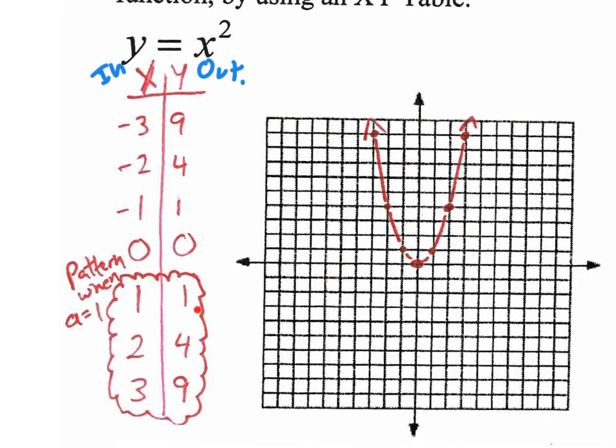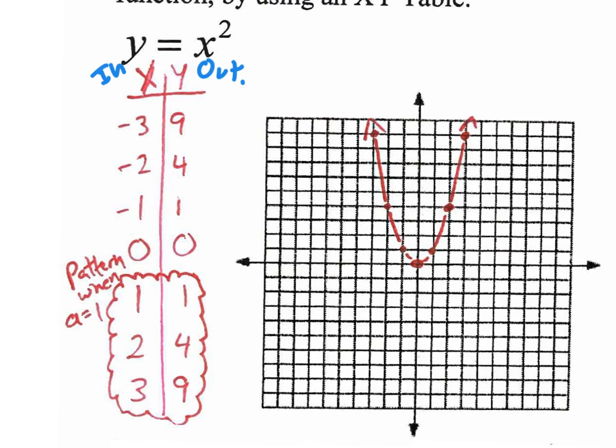And we already did an input-output table in the past. When you plug in 0, 0 squared is 0. So when you plug in 0, you get out 0. When you plug in 1, 1 squared is 1. So when you plug in a 1, you get out 1. When you plug in 2, 2 squared is 4. When you plug in a 2, you get out 4. We already know this stuff.